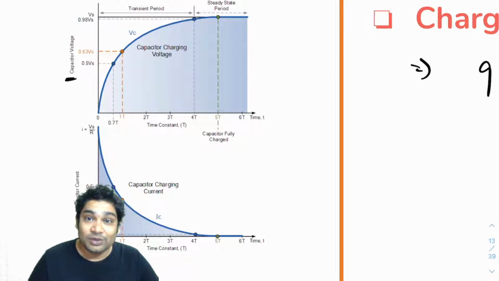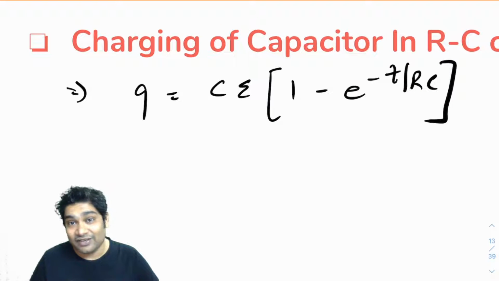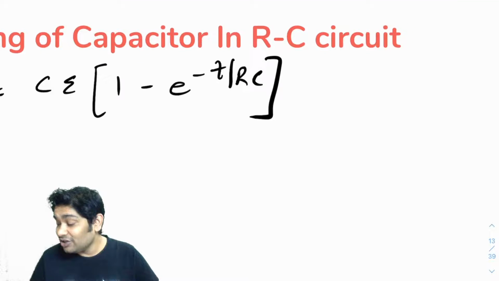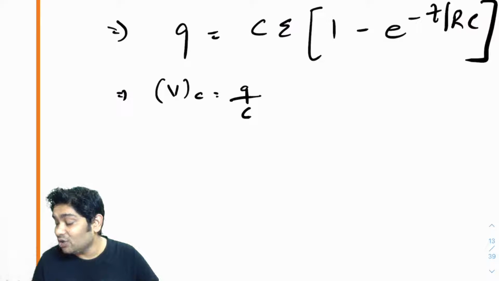Why? V equals Q by C. So Q by C here would give you the potential difference across the capacitor. So one equation is this. Similarly, I can also write V across the capacitor would be Q over C, which is E times 1 minus e to the power of minus t over RC.